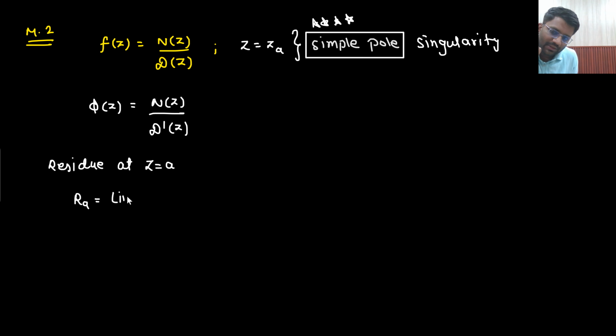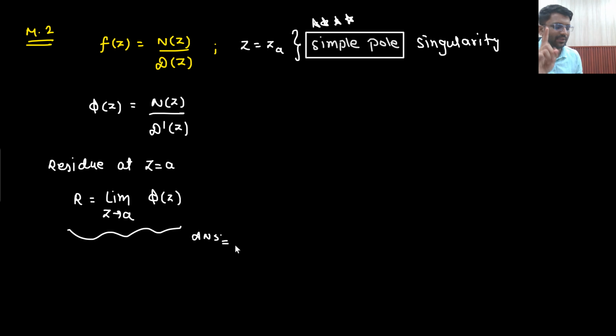The residue at z equals a will be nothing but the limit, where the problem is, as z tends to a, of phi z. That's it. This will be your residue. This will be your answer. Understandable? This method will be very helpful.